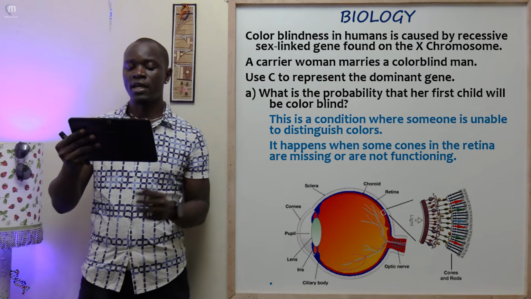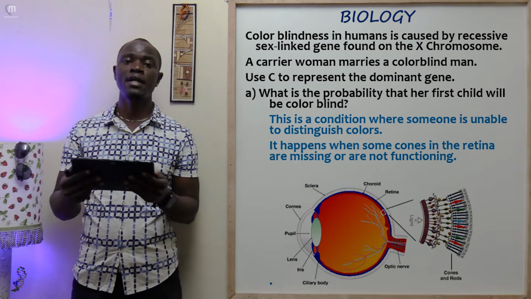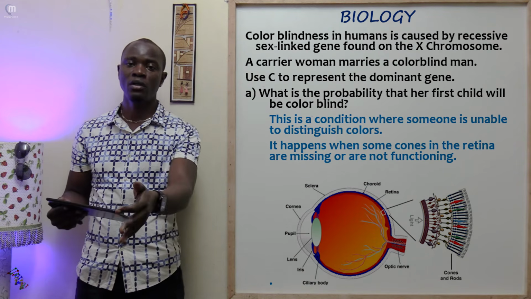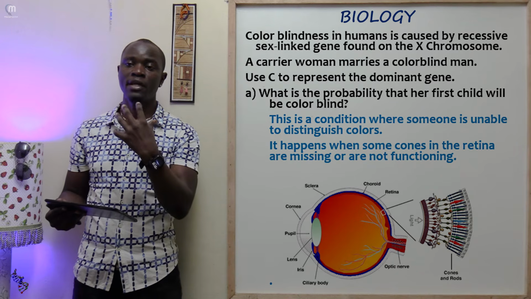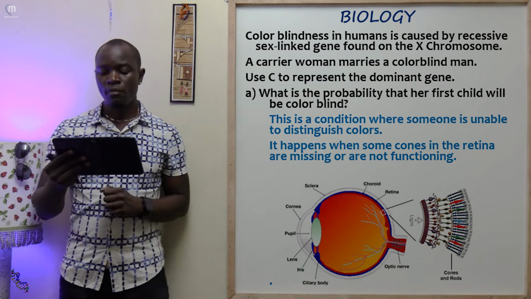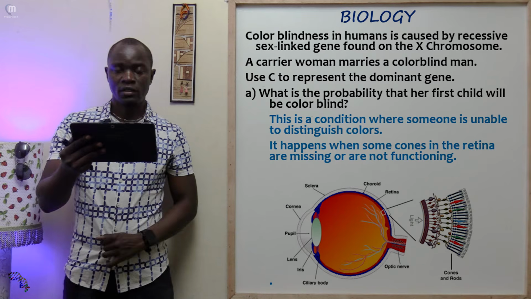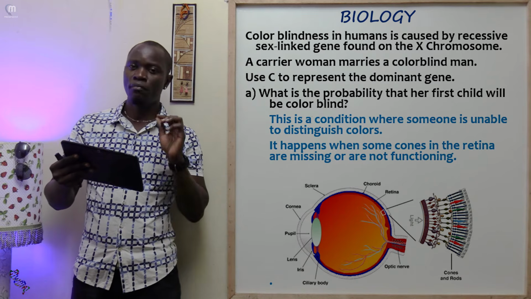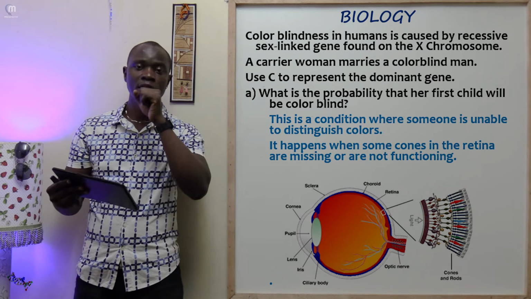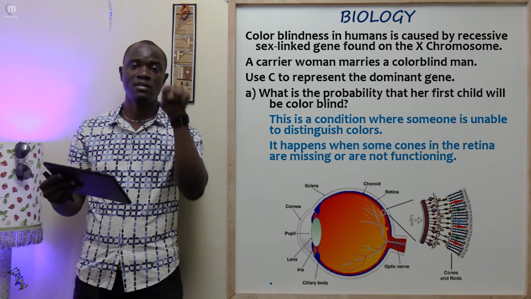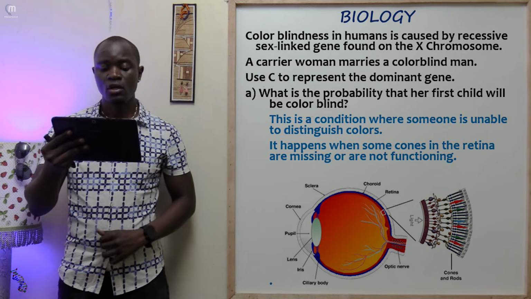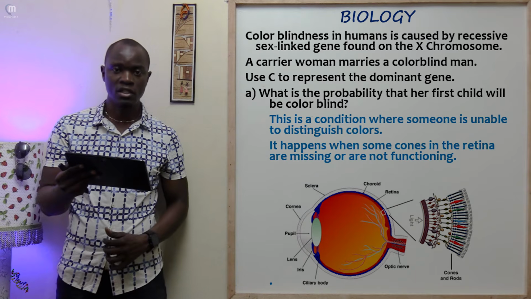So I've been told that a carrier woman marries a colorblind man. This colorblind man means they have that condition of colorblindness. I've been told to use capital C. So make sure you get the term correctly. Remember, the question is not just saying C, but capital C.